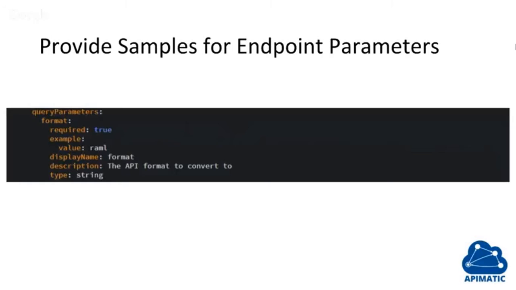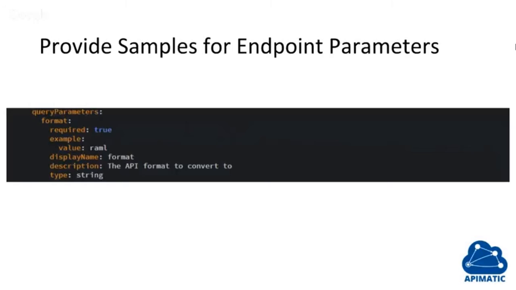For example, here we have a query parameter which takes the API format that you want to transform your API to. This is a quote from our API transformation library, which lets you give it an API description in one language, for example Swagger, and then automatically convert it to some other API specification format, such as RAML.